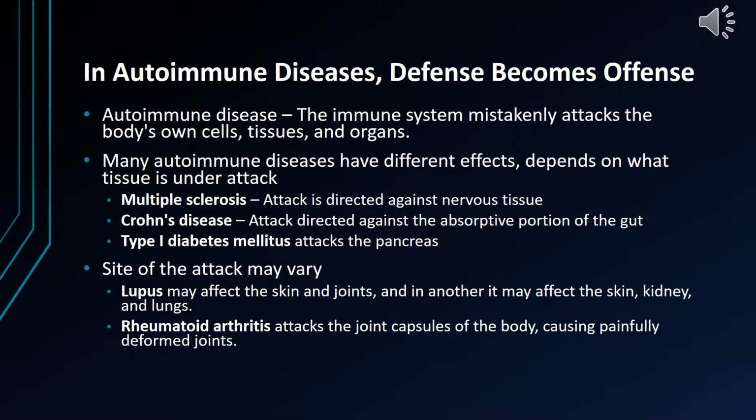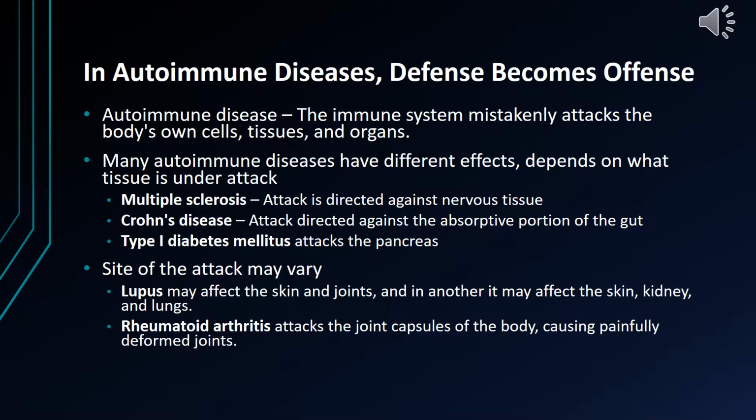However, the Schwann cells can repair themselves or repair the myelin sheaths from time to time, which explains why multiple sclerosis comes and goes, essentially. And then there's Crohn's disease, which is an attack directed against the absorptive portion of the gut, such that we can no longer absorb nutrients in the correct manner. And then there's type 1 diabetes mellitus, which is where the immune cells attack the pancreas.